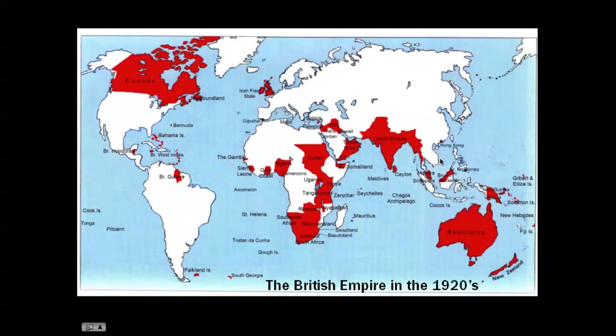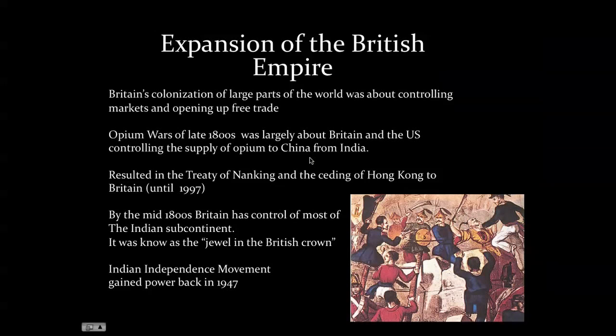Into the 20th century, here's a map of the British Empire in the 1920s, and we can see all of these red countries, nations, states, are occupied by Britain. So Britain is this tiny little country up here, and it's controlling all of these countries, as well as having trade relations with many, many other ports and countries. So we have the British Empire expanding in order to control markets and open up free trade.